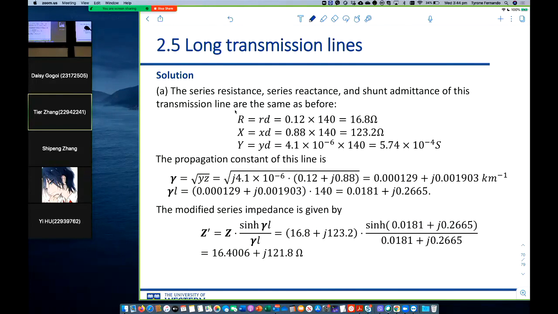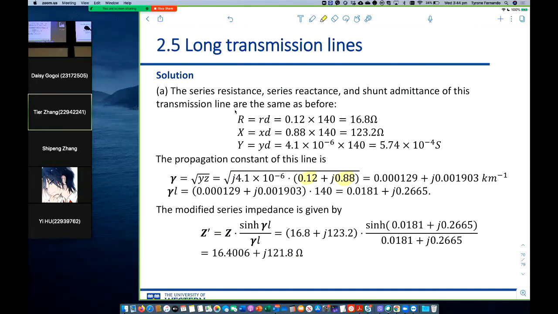So Z is made up of little r and little x, right? Little r is this value, x is that value, of course jx. R plus jx is the little z, which is the highlighted term. So we have gamma, and we can calculate gamma L just by multiplying by 140.